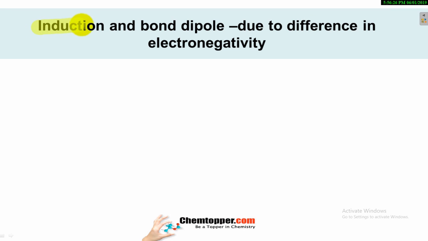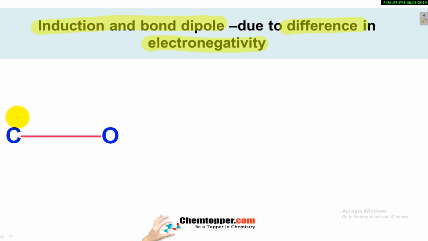Induction and bond dipole indicate the direction in which electron density moves due to a difference in electronegativity. These are very important terms which we need to understand so that we can explain many physical and chemical properties, including mechanisms in organic reactions. For example, in the carbon-oxygen bond, carbon's electronegativity is 2.5 and oxygen's is 3.0. The difference in electronegativity will push the electron pair more toward the oxygen because it has more tendency to pull the shared pair of electrons onto itself.